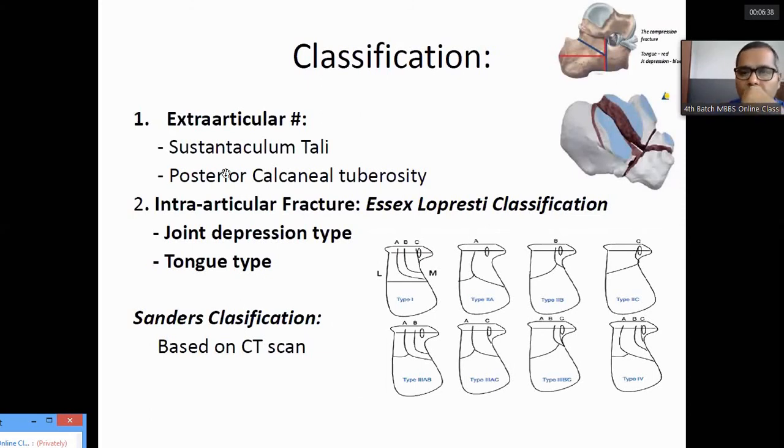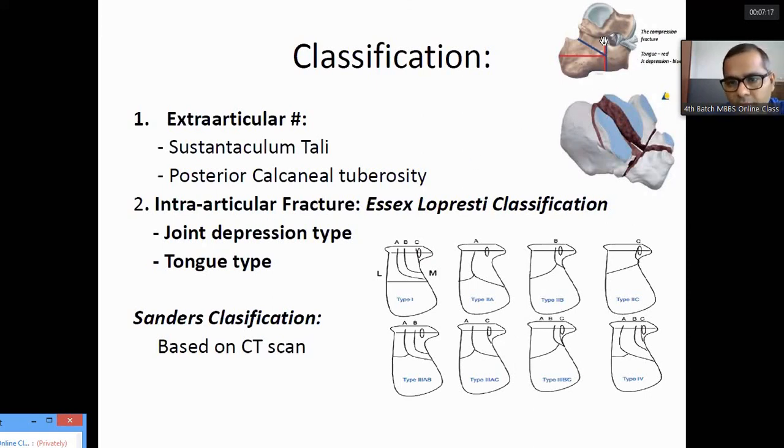Coming to the classification, fractures are classified as extra-articular when there is a simple bony avulsion or simple extra-articular fracture, marginal fractures, or sometimes cut injury, open fractures. These are the extra-articular sustentaculum tali and posterior calcaneal tuberosity fractures. The other is the intra-articular fracture. For intra-articular fractures, Essex-Lopresti has classified them into two types: a joint depression type and a tongue type, depending upon where the secondary fracture line exits.